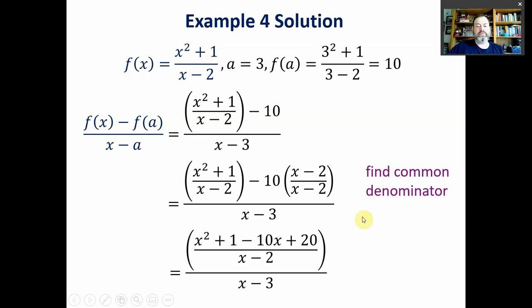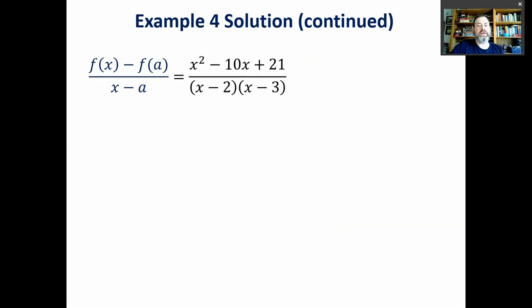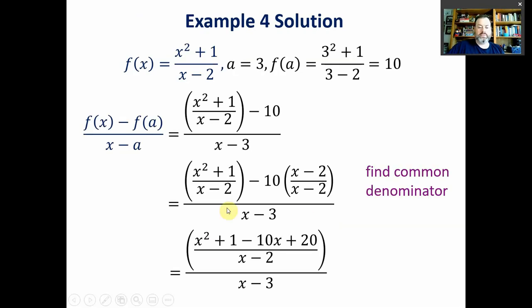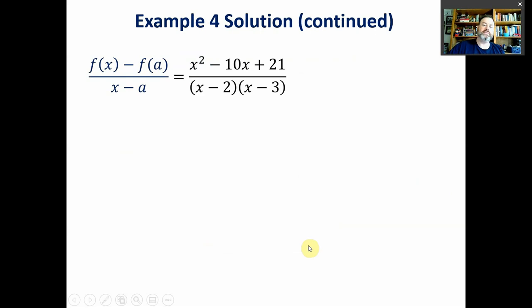So I went ahead and distributed the negative 10 here, right? So minus 10x, minus 10 times minus 2 is plus 20. And then you just bring everything together. Now I'm going to simplify that numerator, and I'm going to combine the denominators together, right? So I'll go back one more time. So it's x squared minus 10x. We have plus 1 and plus 20, so that's plus 21. And then I combine the two denominators.